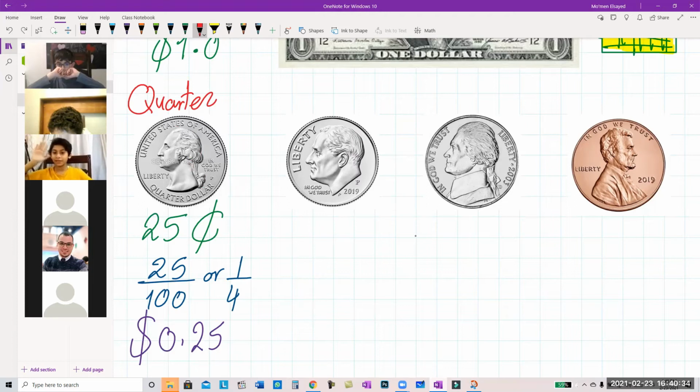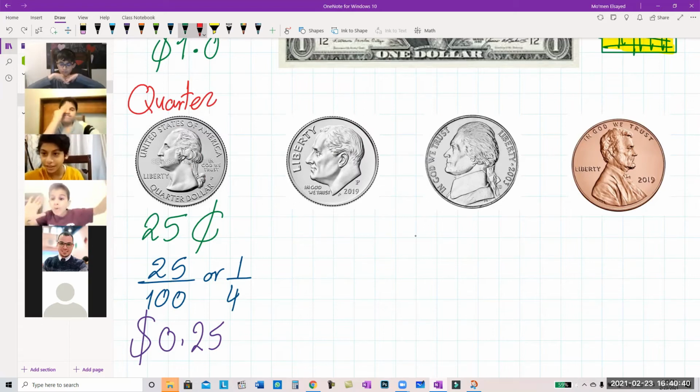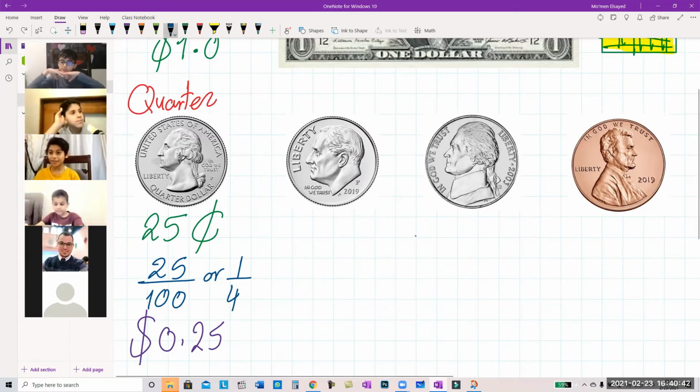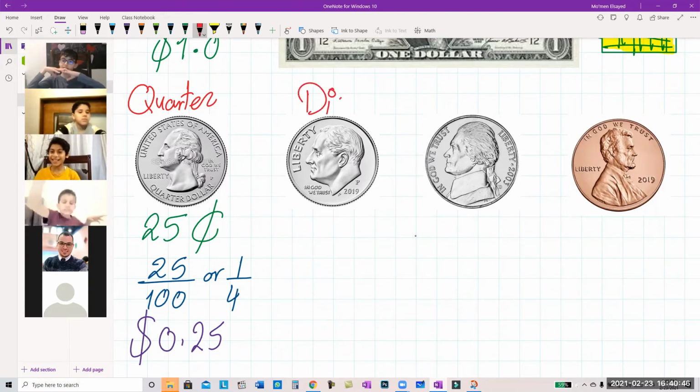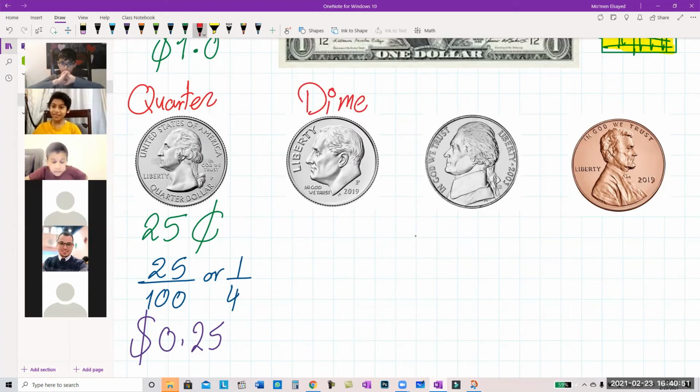So this one is called what? This coin? It's called a dime. Of course you know it because you were in America, so you can identify it.